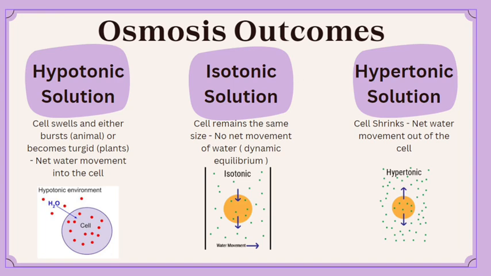Next is isotonic solution. The cell remains the same size. When this happens, no net movement of water occurs, which is dynamic equilibrium. Lastly, there's hypertonic solution. This happens when a cell shrinks. Net water movement goes out of the cell.